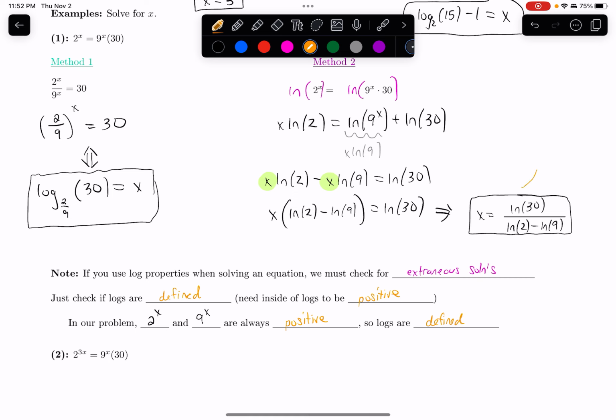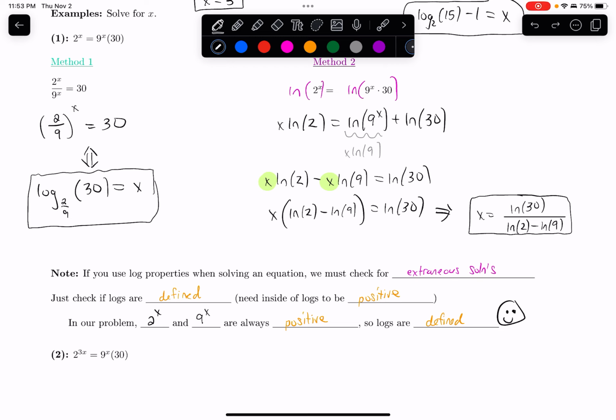I didn't even have to plug in this complicated looking thing. I could have just analyzed the fact that each of these things inside of the log is automatically positive here. So that's kind of nice. That saved me some time. So I'll put a smiley face. So as a result, this answer works. It doesn't make any of the logs undefined.